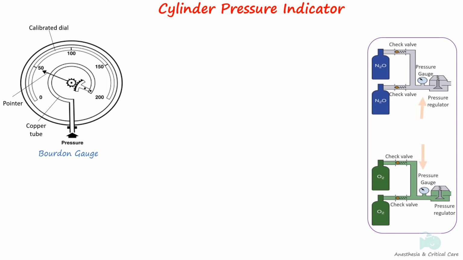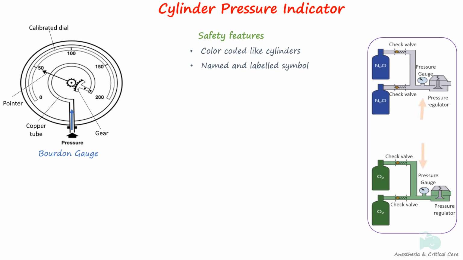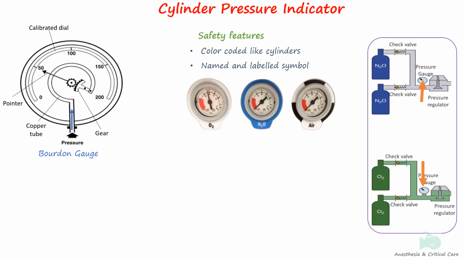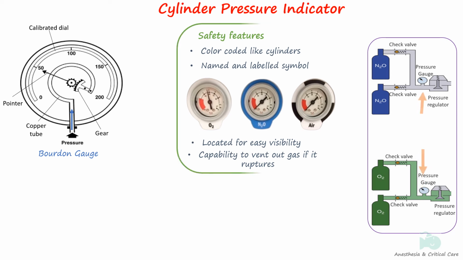As the gas pressure within the tube increases, the tube straightens. This motion is transferred through the gear mechanism into the indicator arrow as shown. Gauges are color-coded, and the name and symbol are labeled on the dial. They are placed in such a way that they are easily visible to the anesthetist. If the Bourdon tube ruptures, gas is vented out from the back of the pressure gauge.